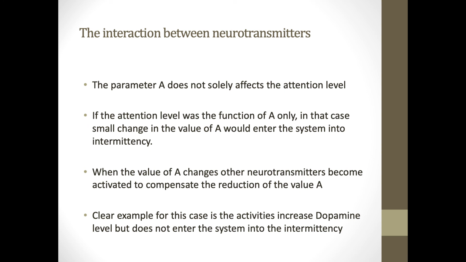And finally, the interaction between neurotransmitters, meaning inhibitory and excitatory factors, should be correlated with each other. If the attention level was a function of A only, small changes of the value would enter the system into intermittency. When the value of A changes, other neurotransmitters become activated to compensate for the reduction of A. A clear example for this case is the activity related to dopamine level. When the dopamine and serotonin level increases, the brain reaches a stable state and the intermittency will be eliminated.